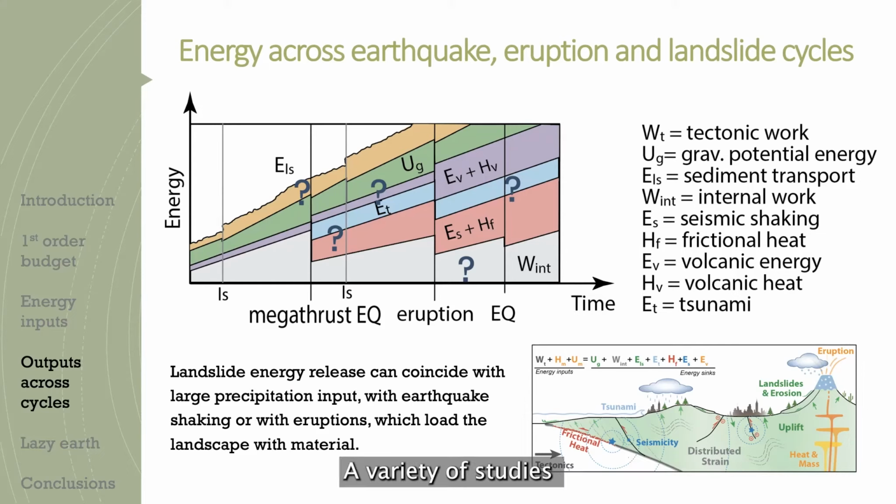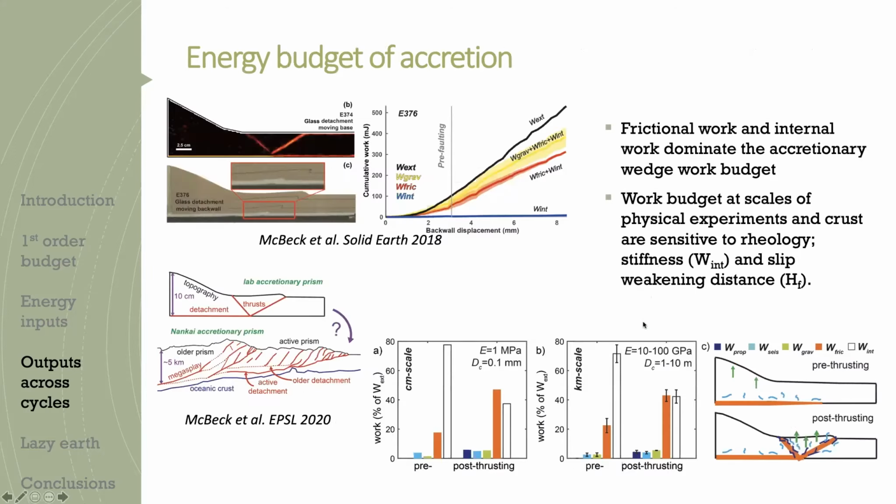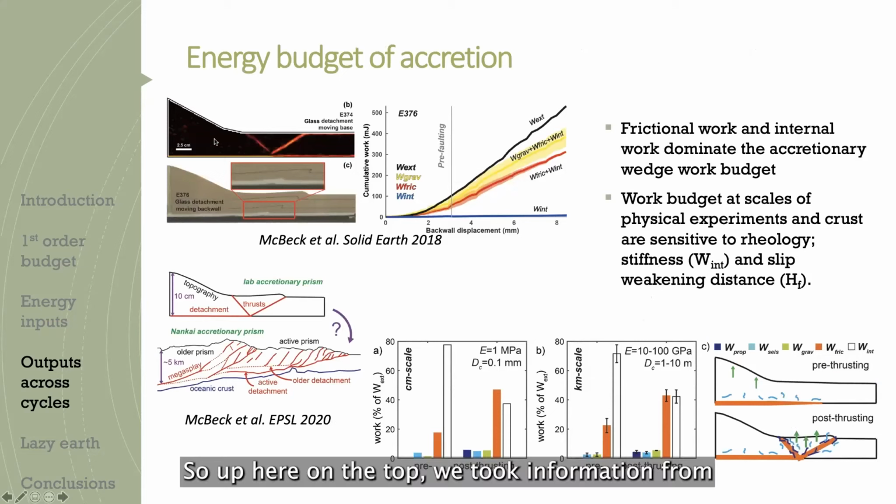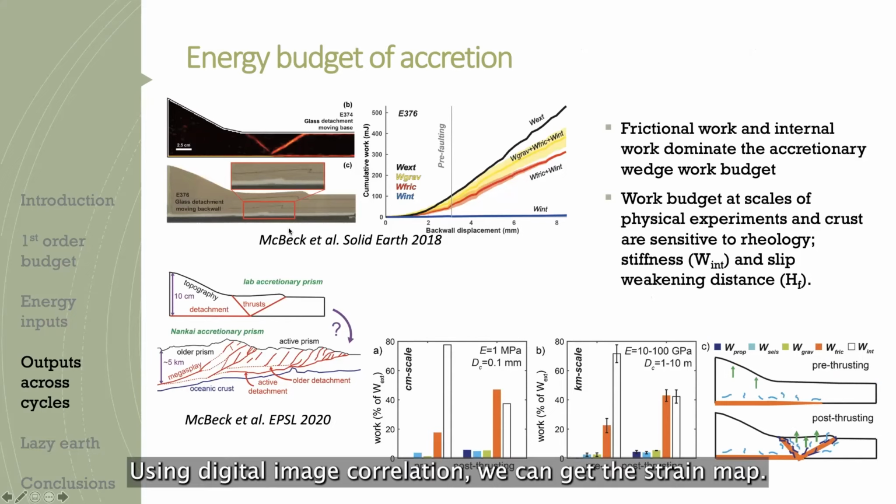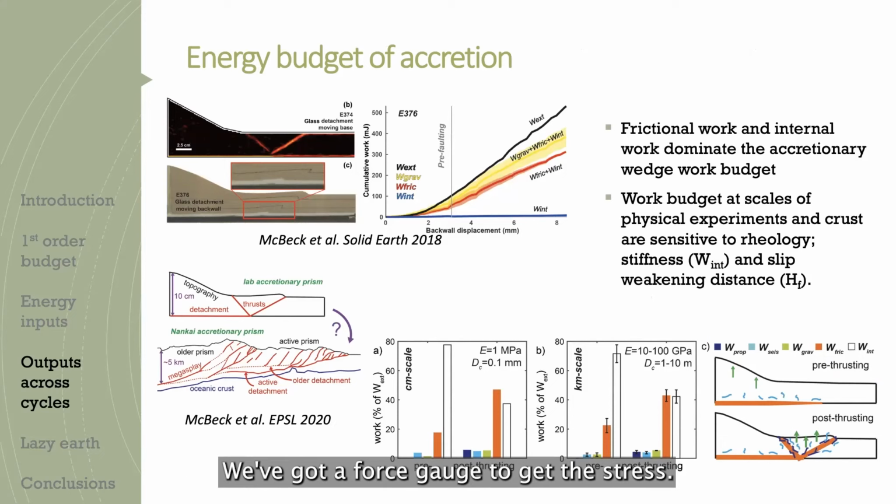A variety of studies have tackled this problem, often looking at just components of the orogenic margin. I'll show you very briefly a couple studies that have looked at the accretionary wedge deformation. So up here on the top, we took information from sandbox experiments of accretion. Using digital image correlation, we can get the strain map. We've got a force gauge to get the stress.